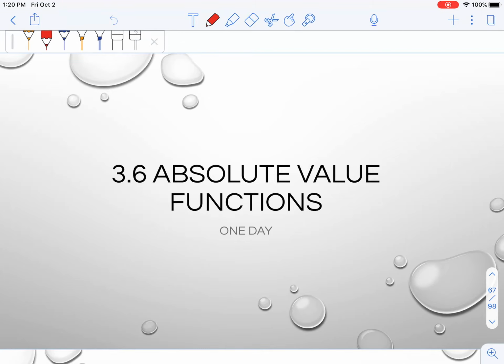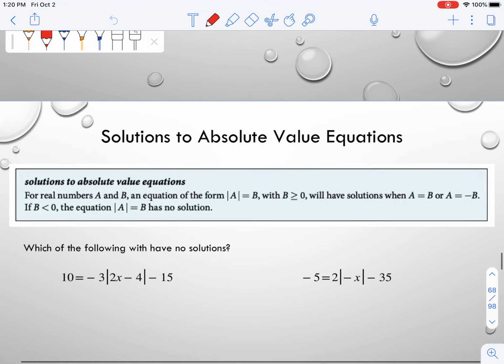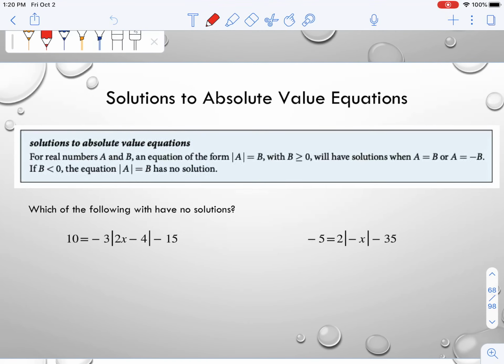All right, so our next section is going to be 3.6, absolute value functions. When we're dealing with absolute value functions, we're talking about something where we have the positivity of a quantity being guaranteed. For example, if I had a very simple absolute value of x equals 2, whatever this value x is, it's going to make it become positive.